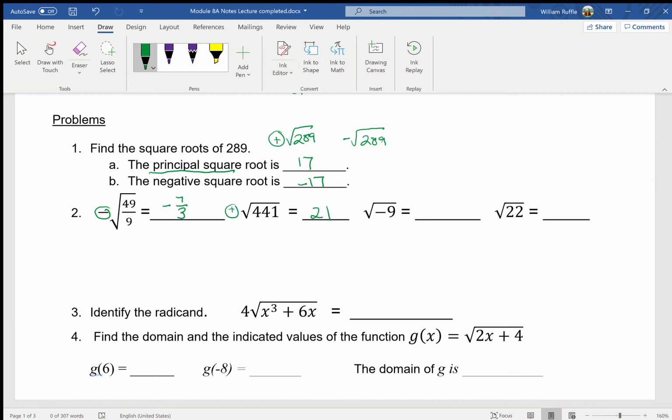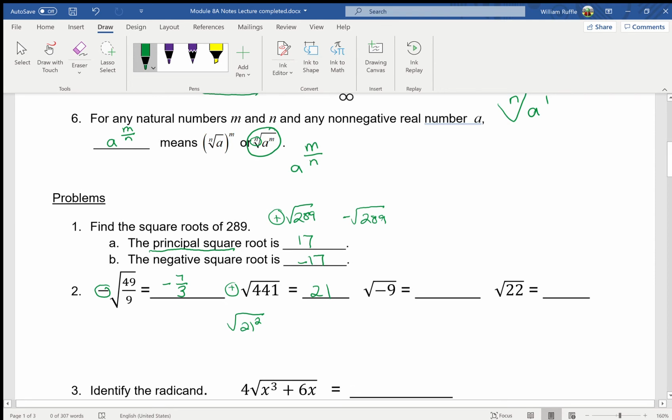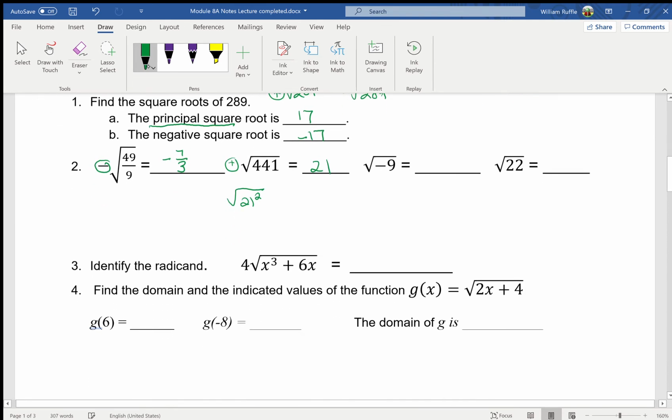All right, and the other thing I did want to just quickly look at, if I were to write this as the square root of 21 squared. If I use my m over n that I did right up here, rewrite it using that, remember there's an invisible 2 here, so this is really 21 raised to the 2 over 2. Well, 2 over 2 is just 21 to the first power, which again is just 21.